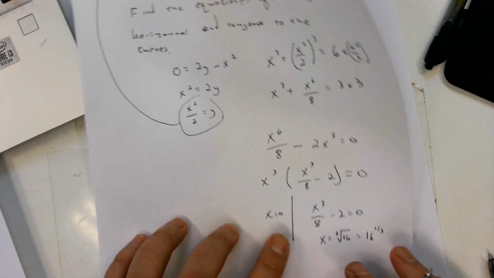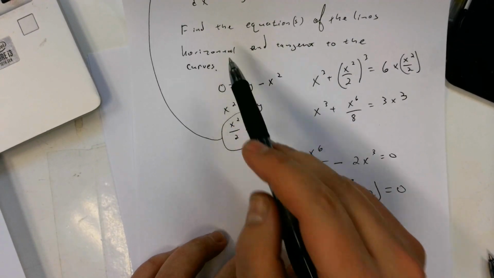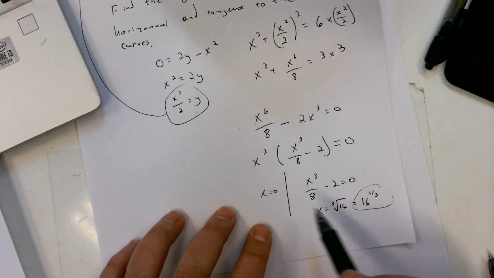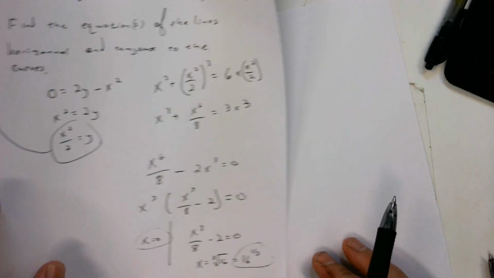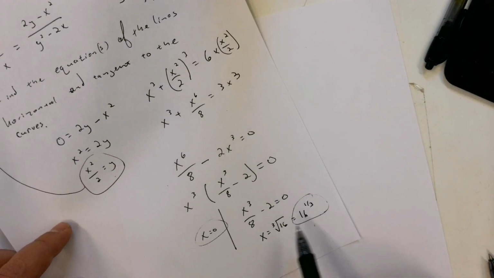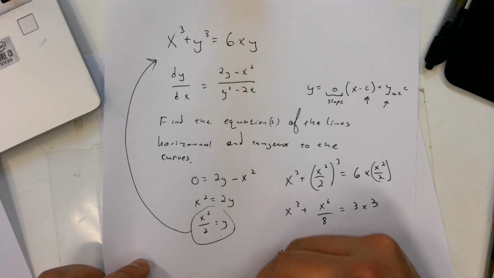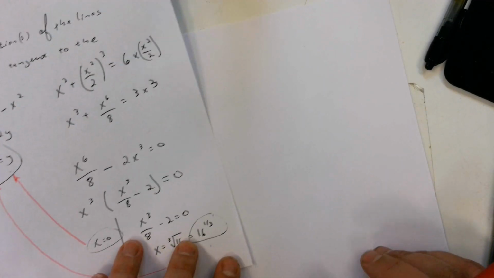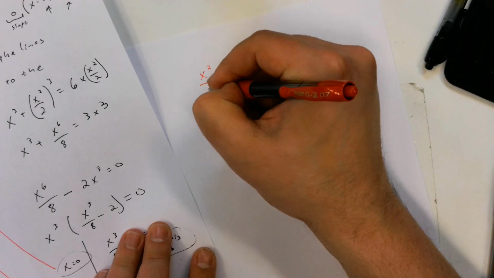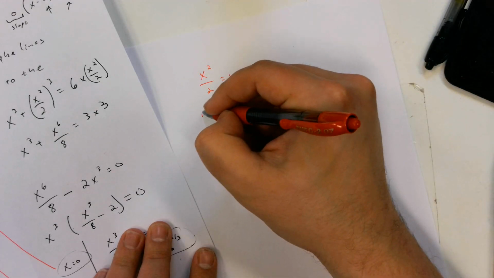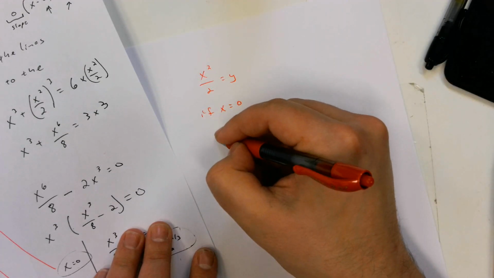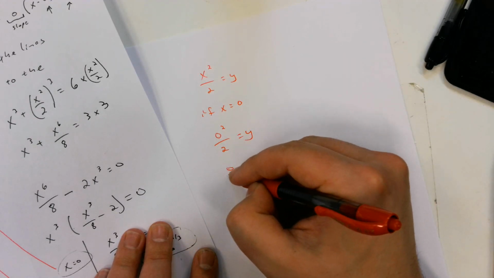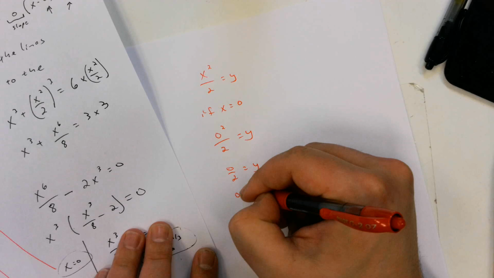So remember our task, this is the horizontal curves that are tangent to the line. I have one x-coordinate that's that, one x-coordinate that's that. I'm going to take these now and plug them back in here. X squared over 2 equals y. If x equals 0, 0 squared over 2 equals y. 0 squared is 0. 0 divided by 2 is 0.